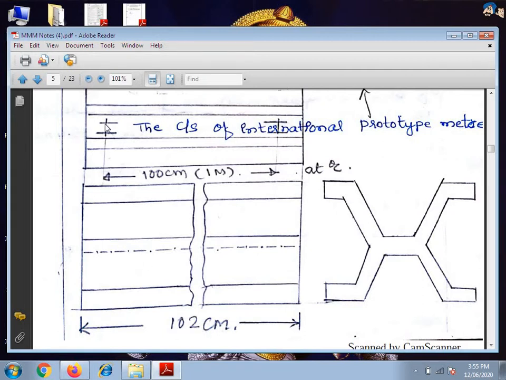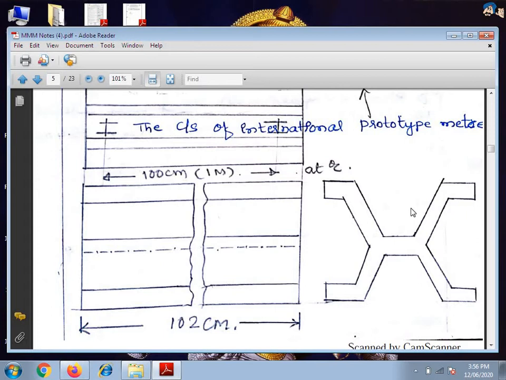Then these 2 lines are engraved, 1 centimeter away from each side. This is the channel, 16 mm channel. Here the lines are engraved. It is the distance between the center portions of two lines engraved on the polished surface of a bar of pure platinum iridium alloy that is the meter. It is inoxidable and has good polish required for rolling good quality lines.